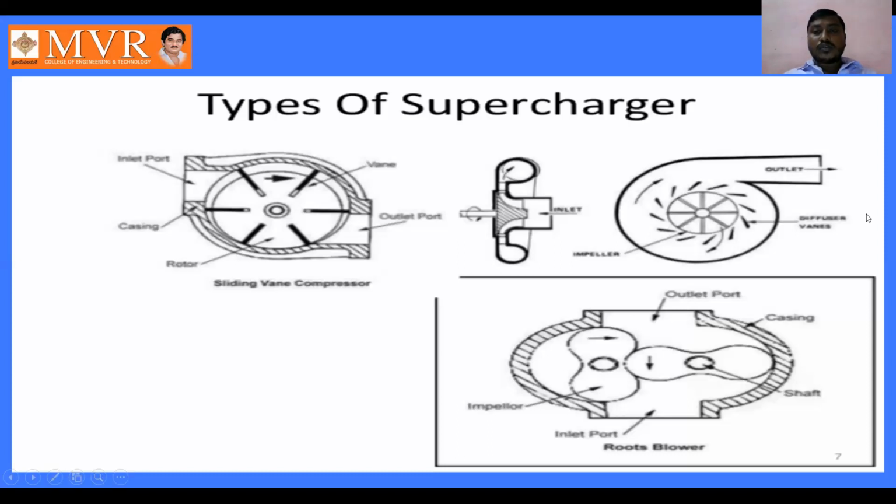This is how the supercharger works in different ways, by compressing the air and increasing the pressure to improve the output and efficiency of the engine cylinder.